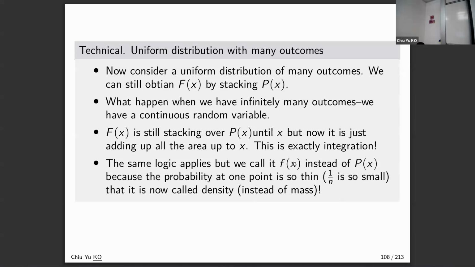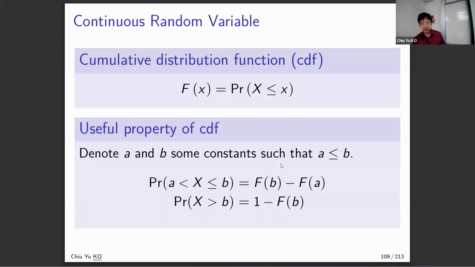Say it's uniform from 0 to 100, which would be your final marks at the end of the course. If you try to model it as a uniform, then every number will become 0. So how can we solve this problem? As we said, if P is not defined but F is still defined, then it's okay.